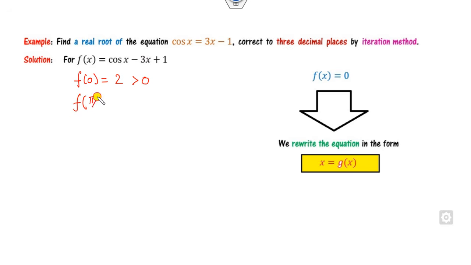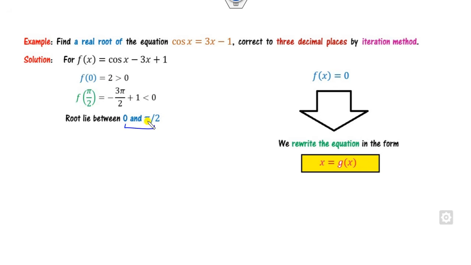So if I take pi by 2, then cos(pi/2) is 0, so it is minus 3 pi by 2 plus 1. So what is that? It is minus 3 over 2 into 3.14 plus 1. Clearly this will be less than 0. So it means the root lies between these numbers. So the root lies between here. Fine. Or you can say it is 3.1415 divided by 2.